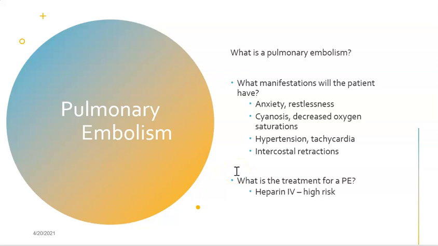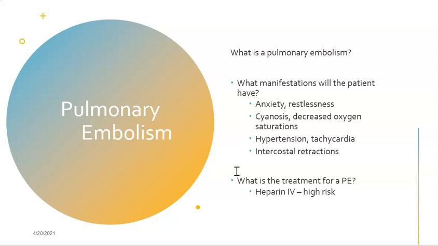PE. So I want you to know what a PE is, what it's caused by, so they can be caused by DVTs. On the same level, know what a DVT looks like, what the assessment findings. So you're going to have a painful calf that's swollen, it could be warm to the touch, and know how to prevent those too. So manifestations with these patients, they are anxious, restless, cyanotic, they have hypertension and tachycardia, and intercostal retractions.